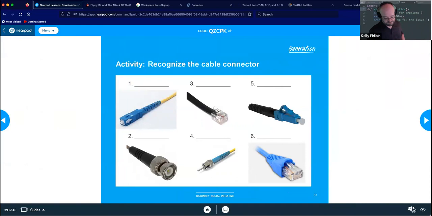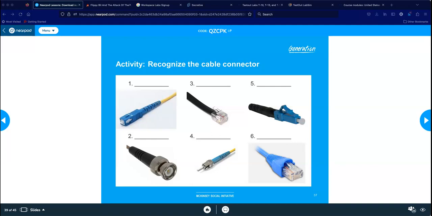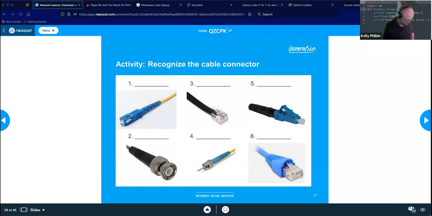Adebimpe, can you tell me what kind of connector we are looking at for number one? Take a guess. I don't want to guess wrong. We have to get comfortable getting things wrong. It's going to happen. You might surprise yourself.